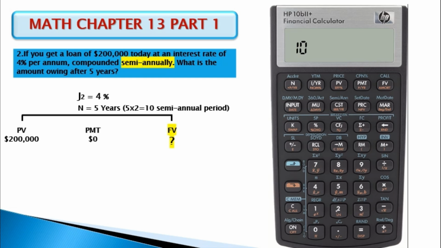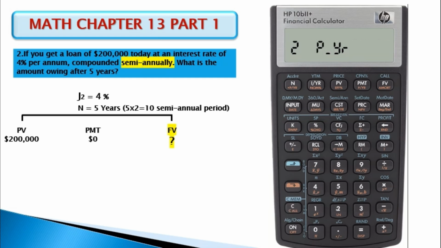PV, 200,000. Payments, how much payments? Every payment is going to be $0. And we're looking for FV, and the amount owing would be $243,798.